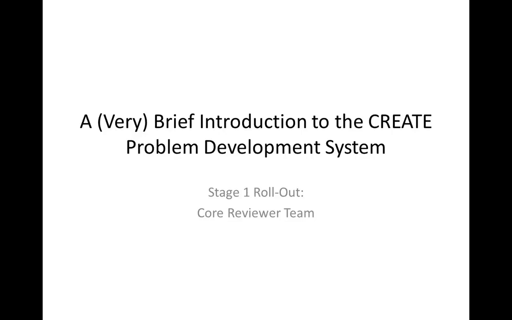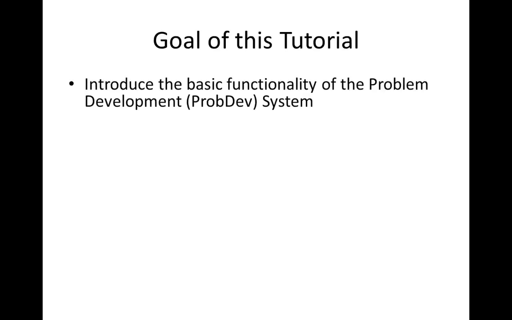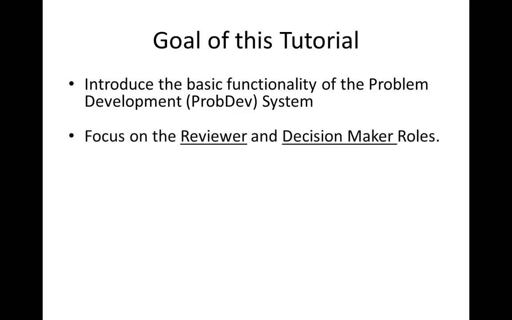At the moment this team comprises the pen side of GJI and members of what was formerly called the vetting board. So to get us started, the goal of this tutorial is to introduce the basic functionality of the problem development system. In particular, I'm going to be focusing on what we're calling the reviewer and the decision maker roles. So essentially everything that was formerly taken care of by the vetting board.